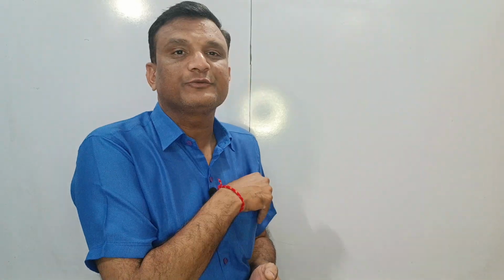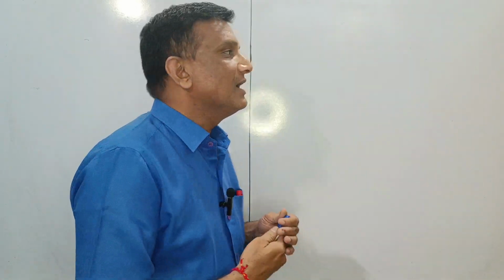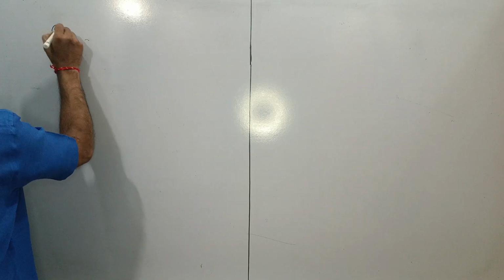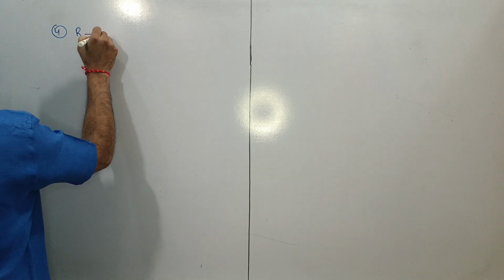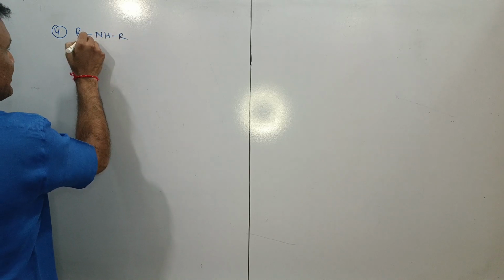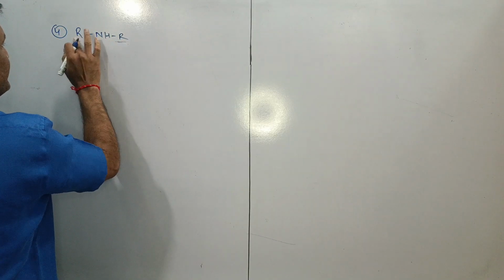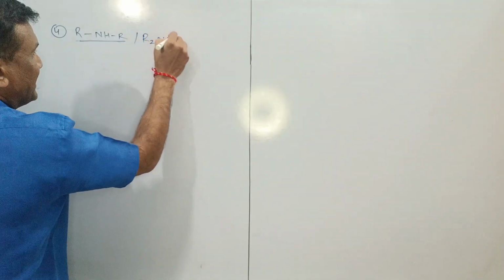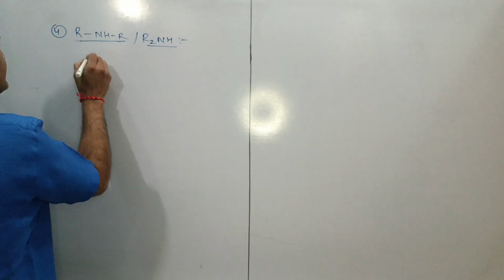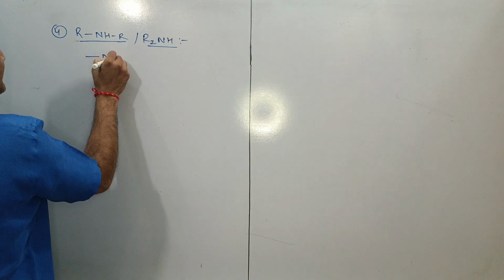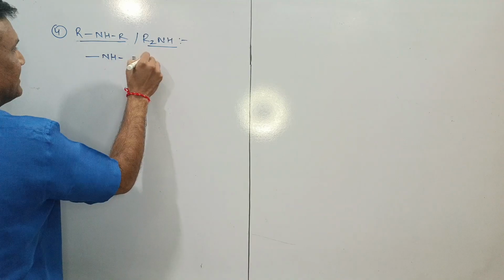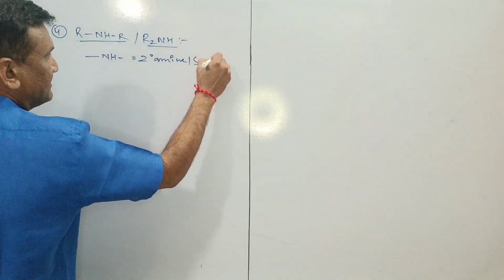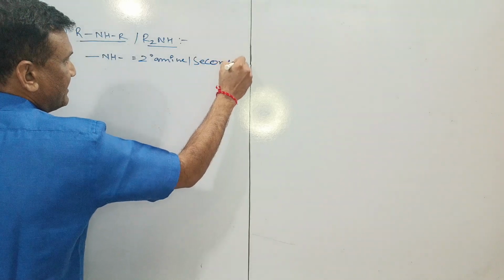आज 4th फंक्शन ग्रुप को डिस्कस करने जा रहा हूं, दैट इज योर R2NH. This is the 4th functional group, R2NH, जिसको आप यूं भी लिख सकते हैं RNHR, और इसे आप यूं भी शो कर सकते हैं R2NH. अगर कार्बन चेन में जहां कहीं भी आपको NH दिख जाए देन दैट विल बी एज अ 2 डिग्री अमीन, और यू कैन से सेकेंडरी अमीन. This is the secondary amine.